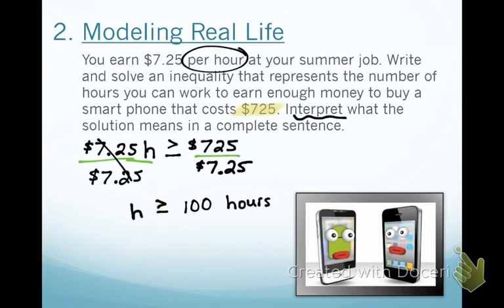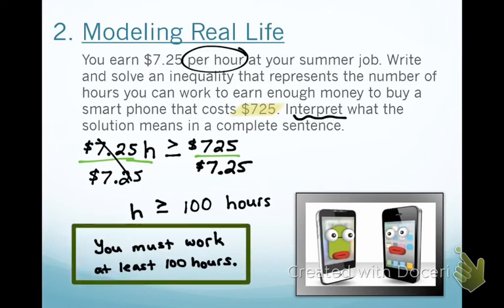So who thinks they might be able to interpret what that symbol means? I like it. She says, you can work 100 hours or more. You're allowed to work more hours. Once again, you would just get more dollars, okay? So for me, when I write this in here, I'm going to say, you must work, she said 100 hours or more. I'm going to say you must work at least 100 hours. Those two mean the same thing. 100 hours or more, or at least 100 hours.